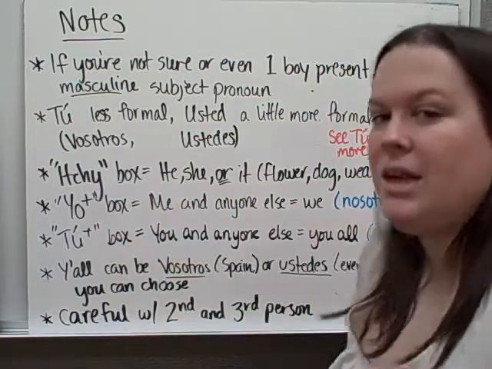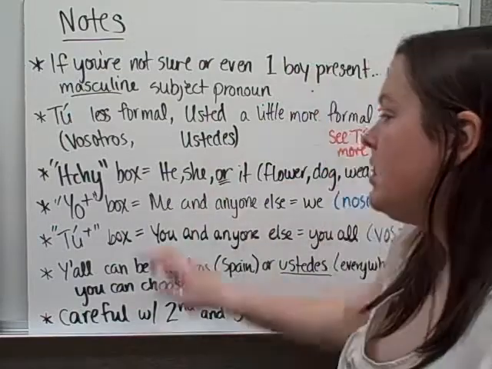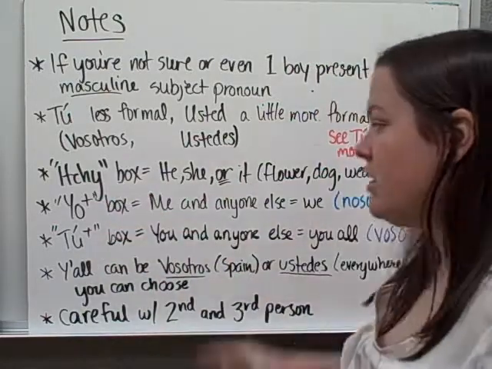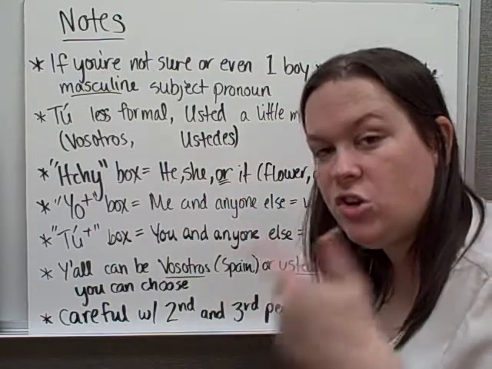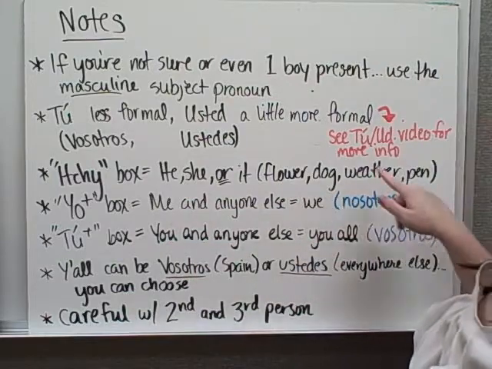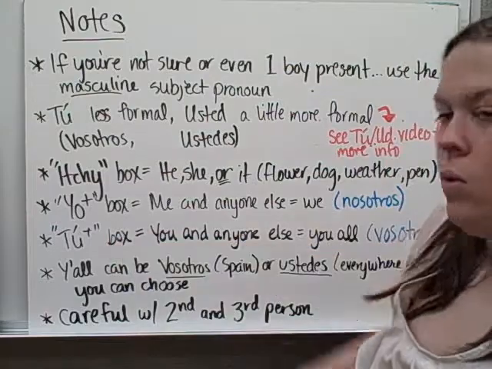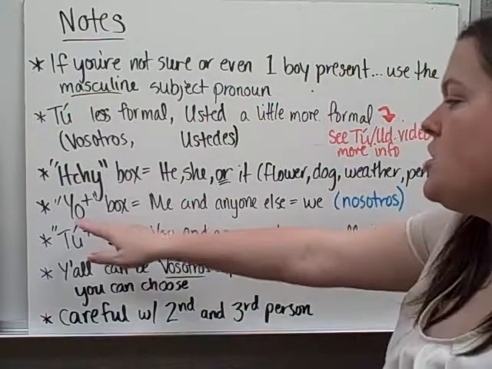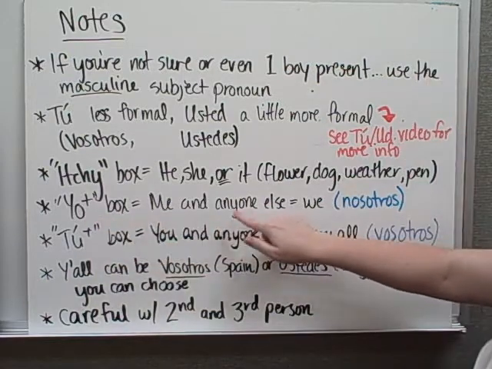Now you'll see I nicknamed a couple of the boxes. The itchy box was the bottom left one. So I named it itchy because it can be he, she, or it. It, she, he. Itchy. So a flower, dog, weather, pen, something without necessarily a gender. Or it's just an item. The yo plus box is for me, yo, me and anyone else.